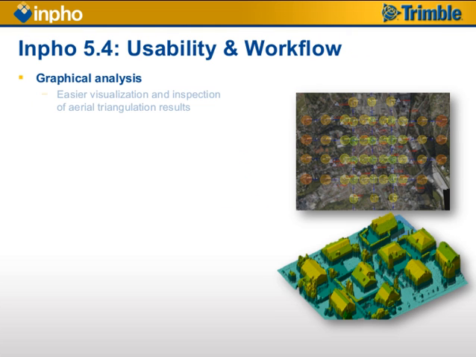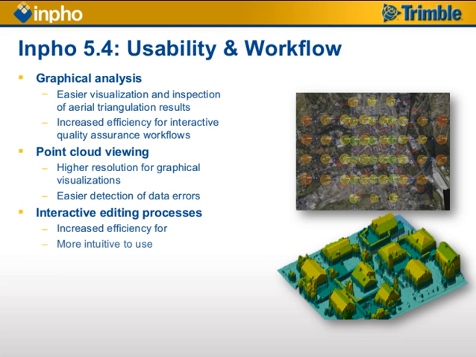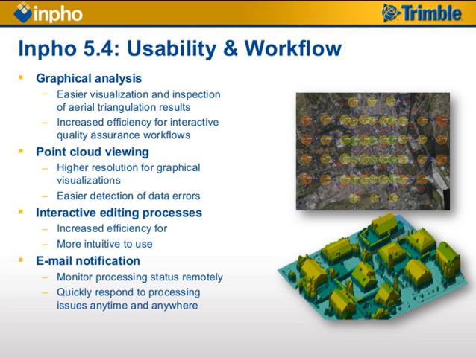So the next thing that we were working on in our 5.4 release a lot was enhancing the usability and providing better workflows for all the interactive parts, and also the workflow between all the modules and all the software packages we have inside Geospatial. So starting with, for example, Match AT for the automatic aerial triangulation, we have a much better graphical analysis, so we enhance that. That, of course, increases, again, the efficiency for the quality assurance.